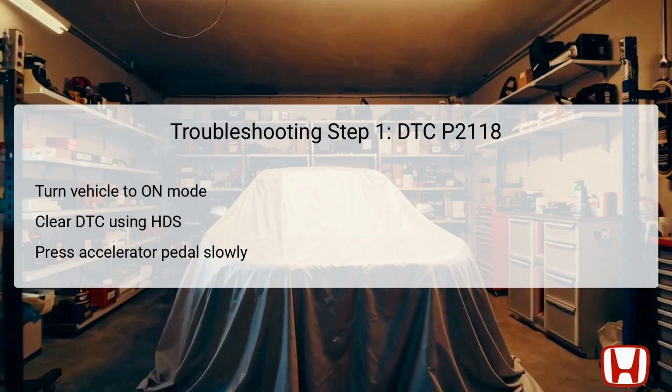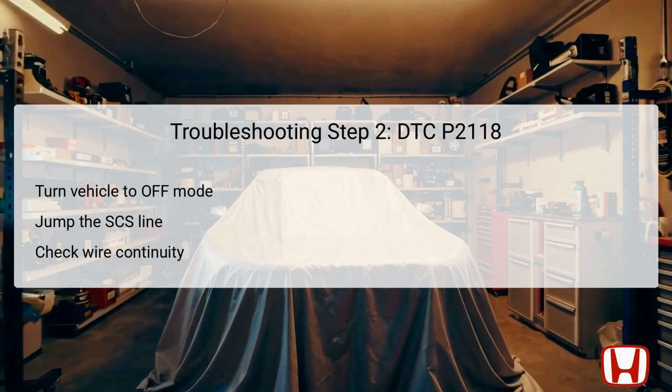In the second troubleshooting step, the technician must first turn the vehicle to the off mode, ensuring that there is no power while performing electrical tests to prevent accidental shorts. Then, the SCS, Service Check Signal, line is jumped using the HDS, which allows the technician to bypass certain safety protocols and test circuits more directly.